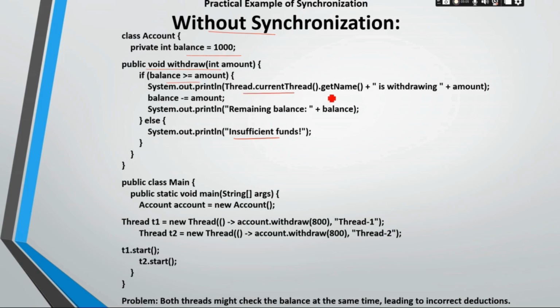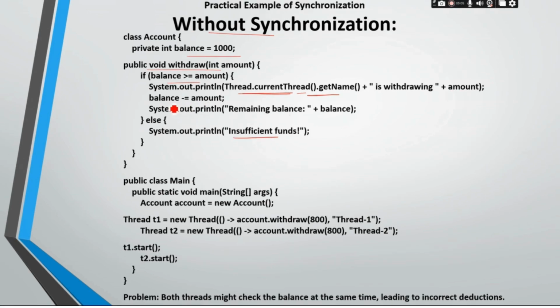Current thread, we are getting the thread class in current thread, and what is the name of the current thread? Then what we are doing? We are withdrawing the money. Right? What we are doing? We are minusing that balance and assigning it again to the balance by amount.